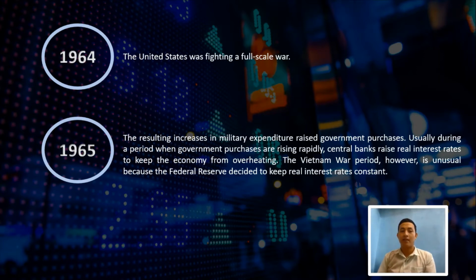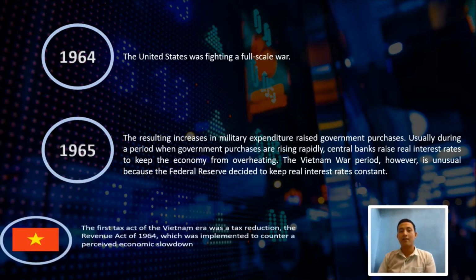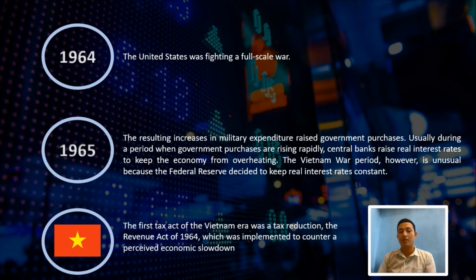Central banks raise real interest rates to keep the economy from overheating. The first tax act of the Vietnam era was a tax reduction: the Revenue Act of 1964, which was implemented to counter a perceived economic slowdown. This act embodied many of the proposals made by the President of America in 1961 to get America moving again.